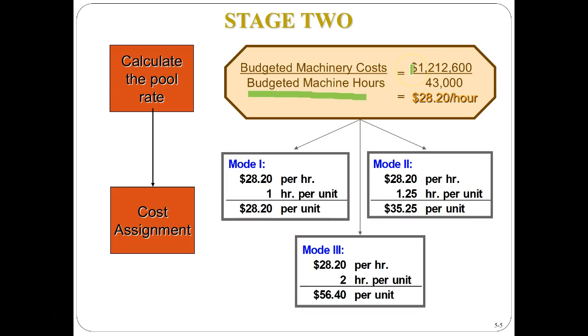So we're going to take that total amount divided by the 43,000 machine hours gives us an hourly rate of $28.20, we can then multiply that out. So Model 1 takes 1 hour per unit, therefore it's $28.20. Model 2 takes 1.25, therefore $28.20 times 1.25 is the $35.25. Model 3, $28.20 times the 2 is the $56.40. So that's how we're going to allocate between the models for the cost assignment for machine.